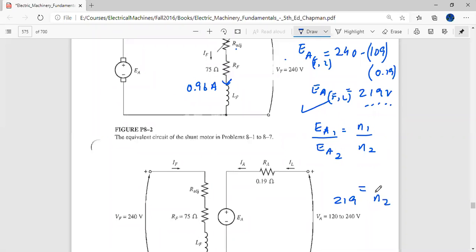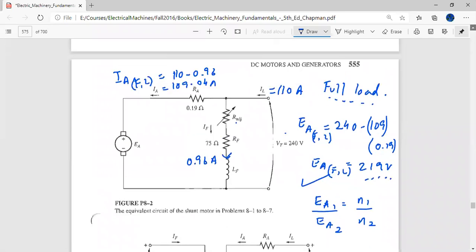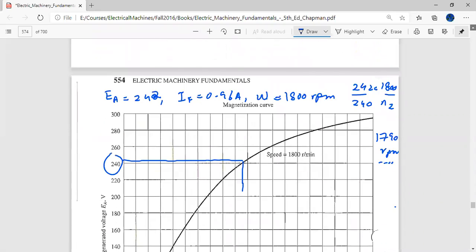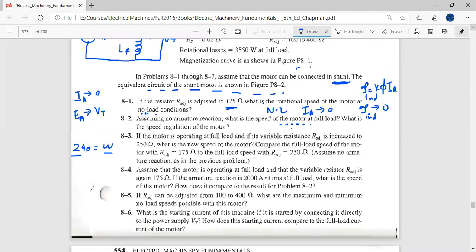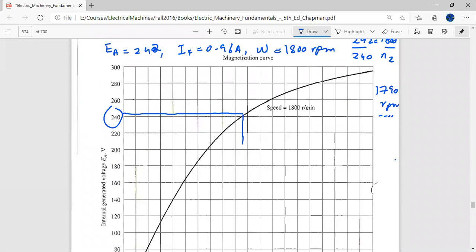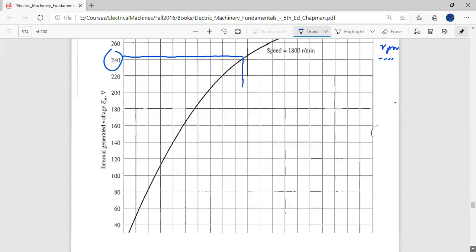I want to find the RPM. The other operating point is the no load point, or my previous operating point, which was the no load point only. My no load EA was 240 and my RPM was 1790.